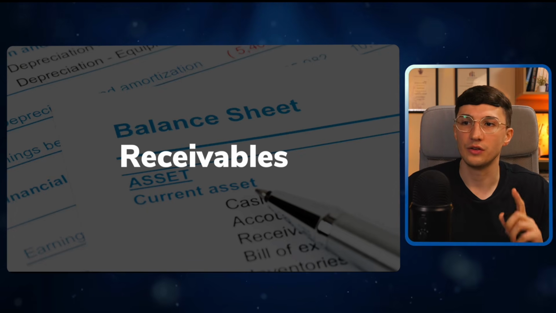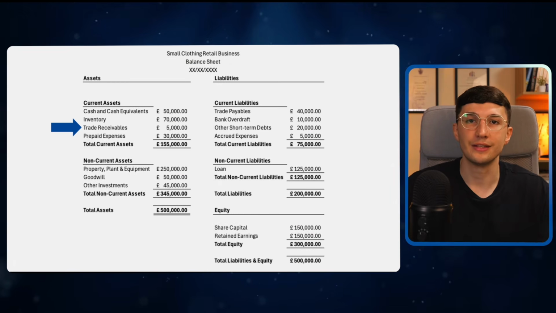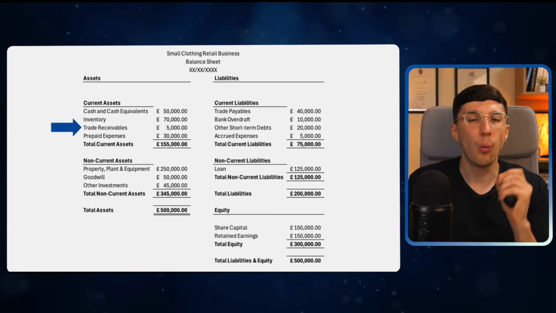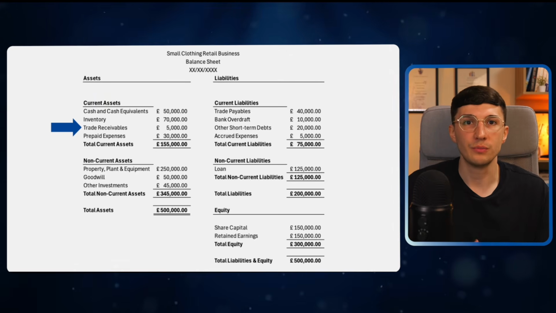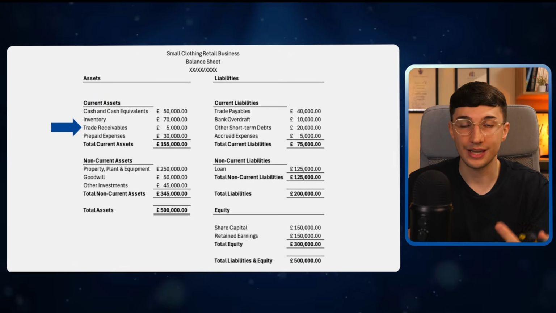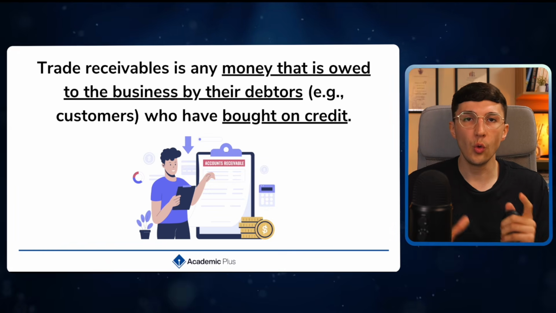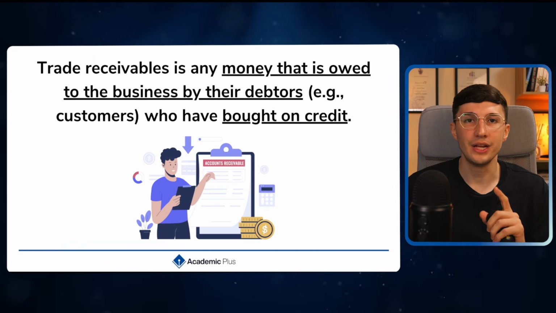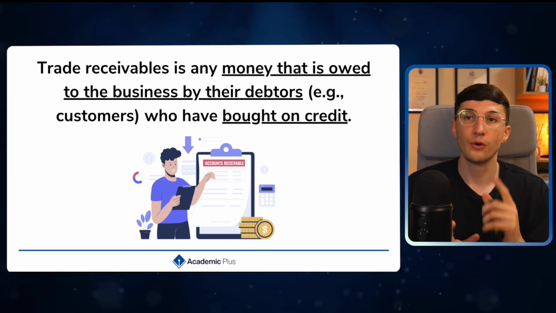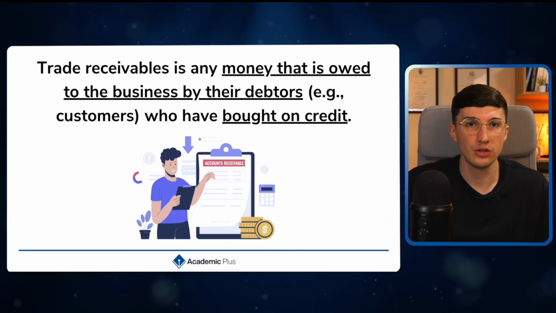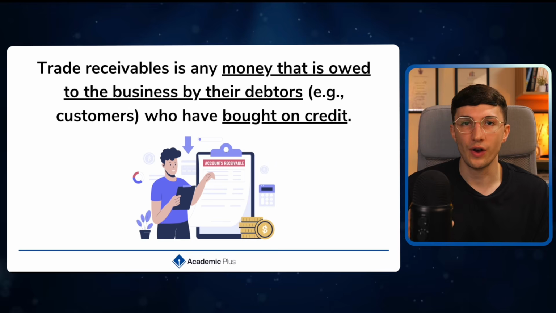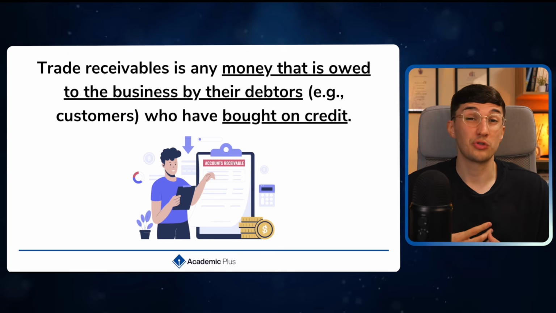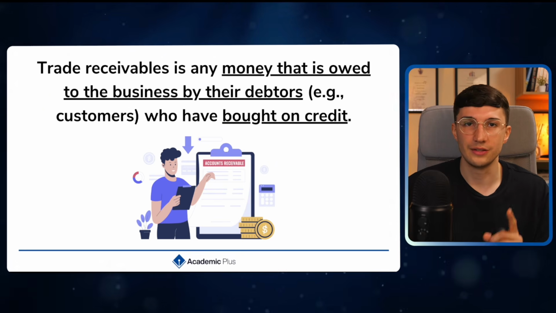But to give you guys an understanding, all a receivable is, it's a current asset. What that means is any items that the business intends to turn into cash within the next 12 months. So all a trade receivable is any money that the business is waiting to receive from their debtors, also could be their customers, for products that they've bought on credit. Now, trade receivables, also known as account receivables, it just means the exact same thing.